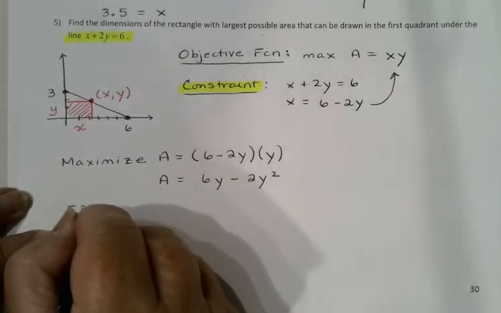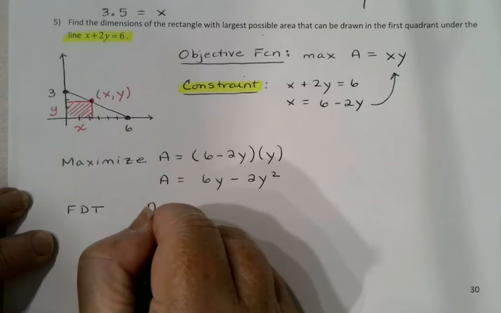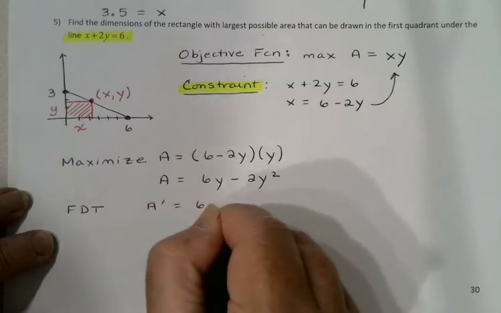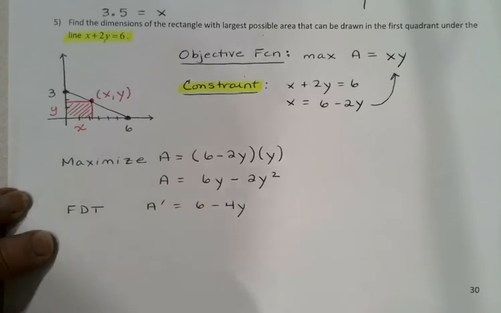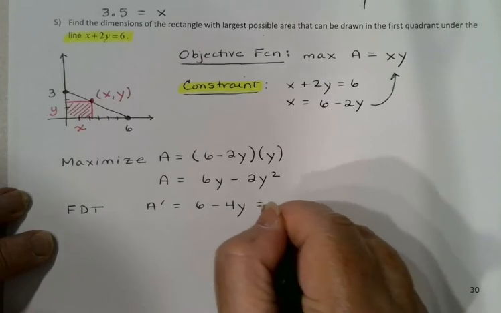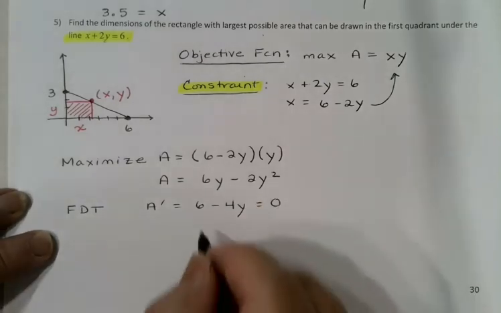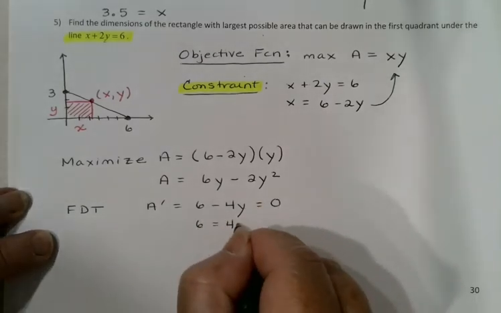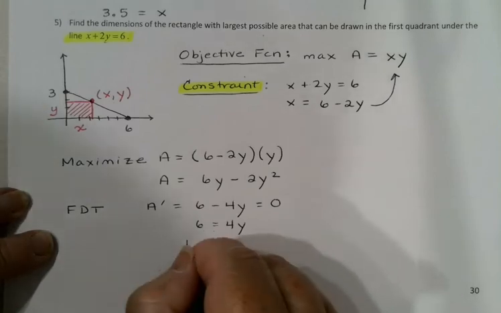And if I do my first derivative test, A prime is 6 minus 4y. I'd like to know where that's equal to 0. So it looks like y is 1.5.